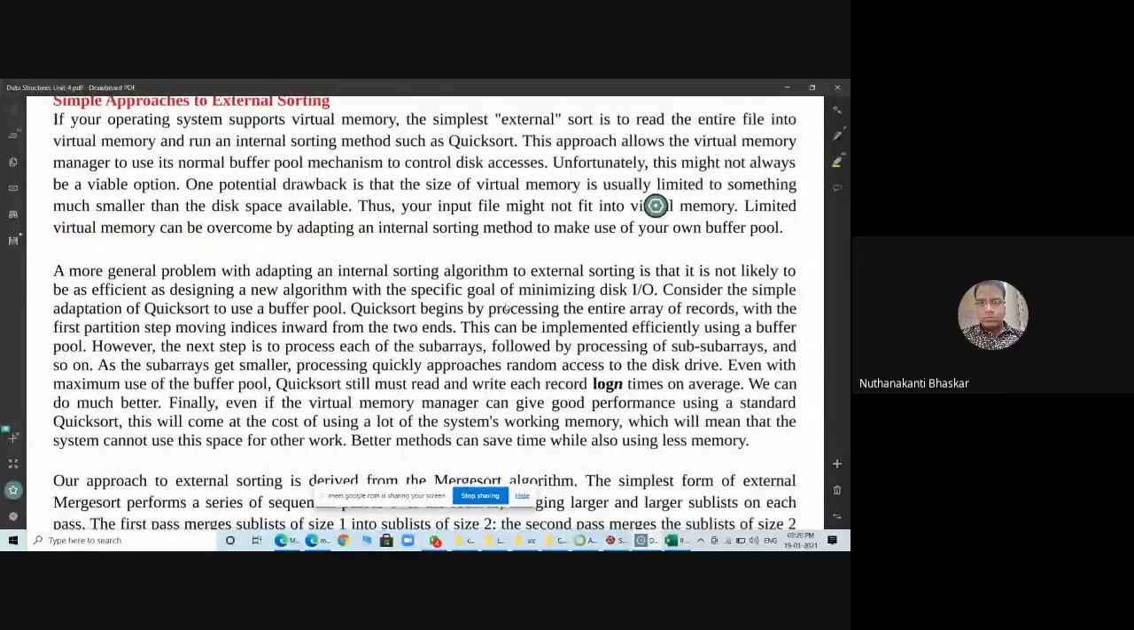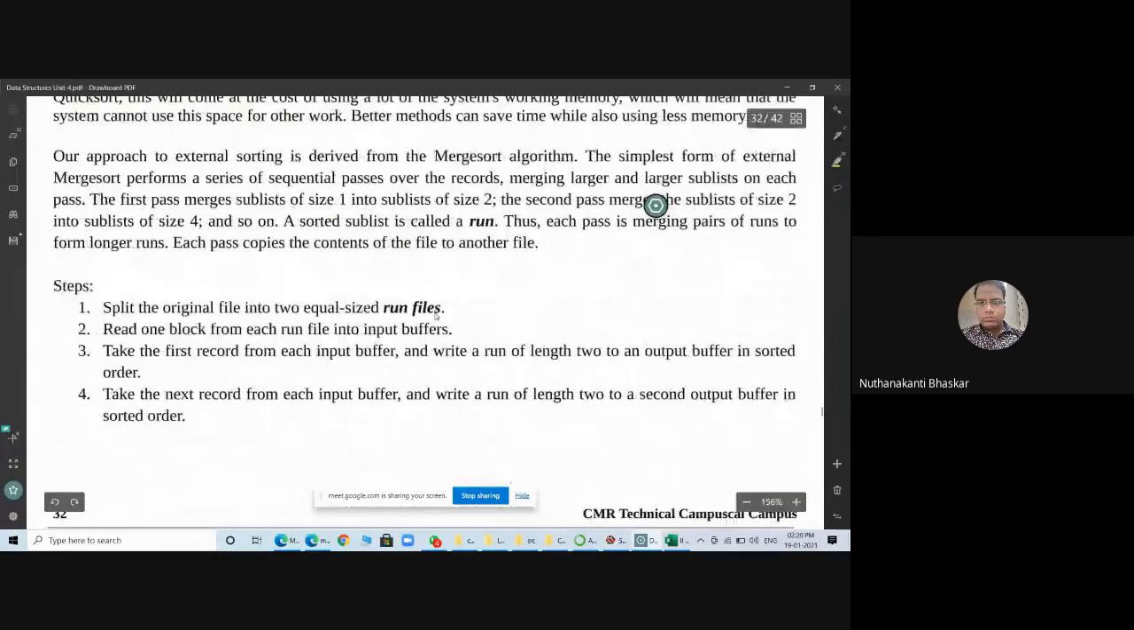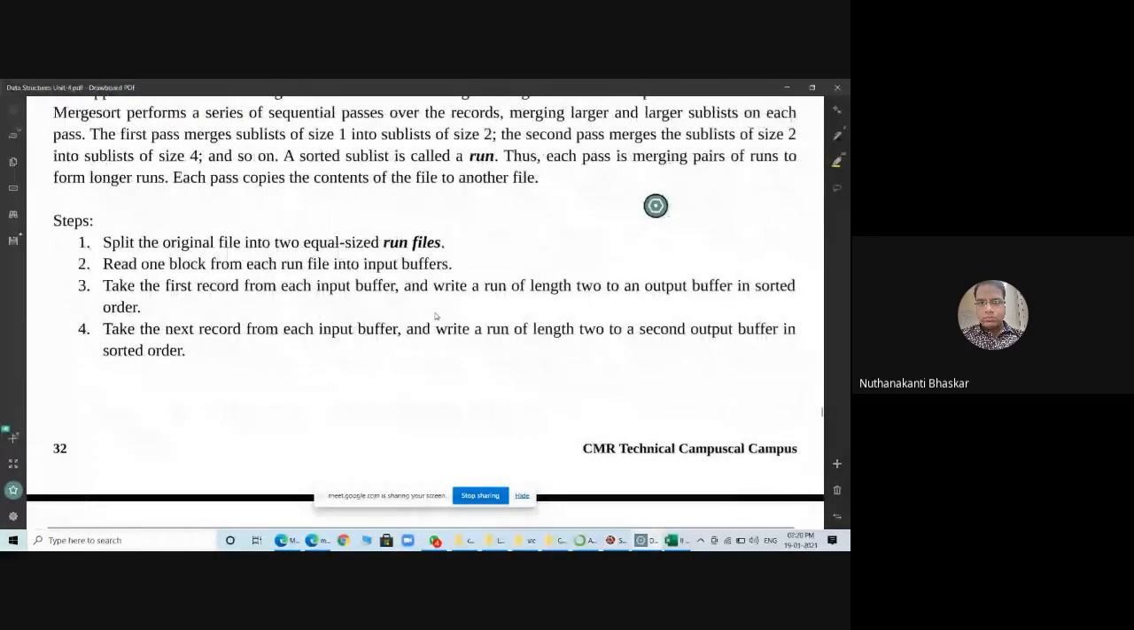Here we have two simple approaches to solve external sorting. One is two-way sorting, another is multi-way sorting. We will discuss that with some examples also. Very important, people are asking. When you want to perform external sorting, we need to always follow these four steps.